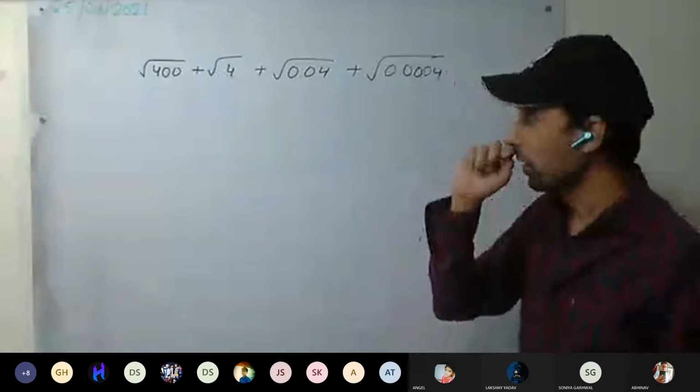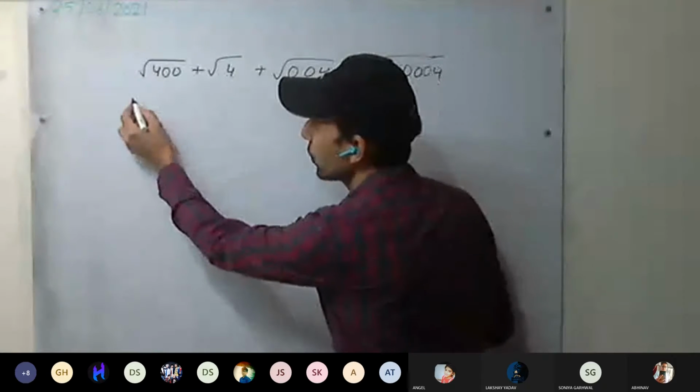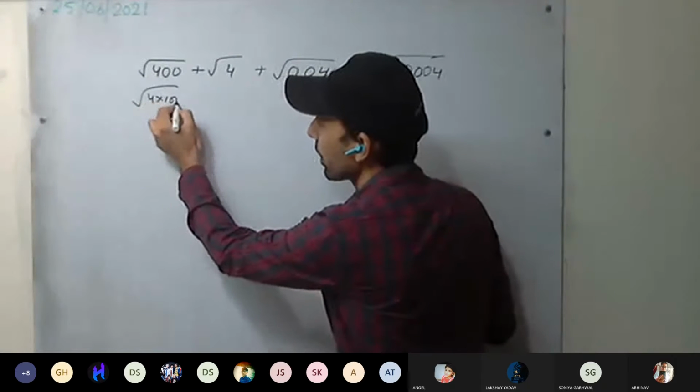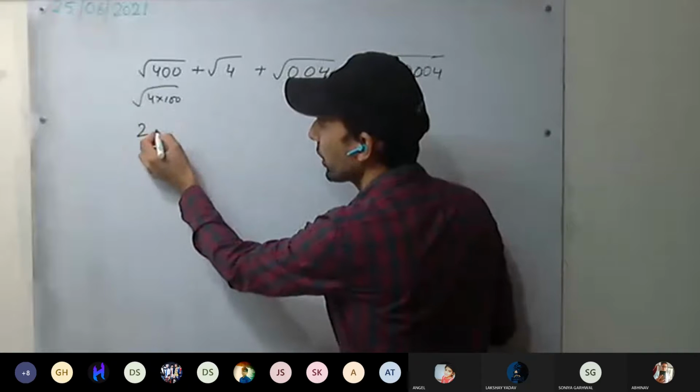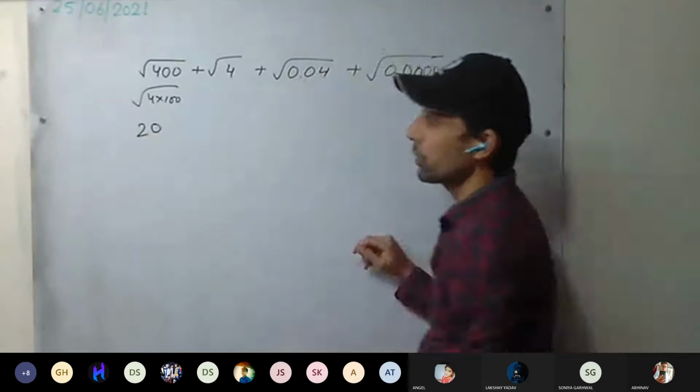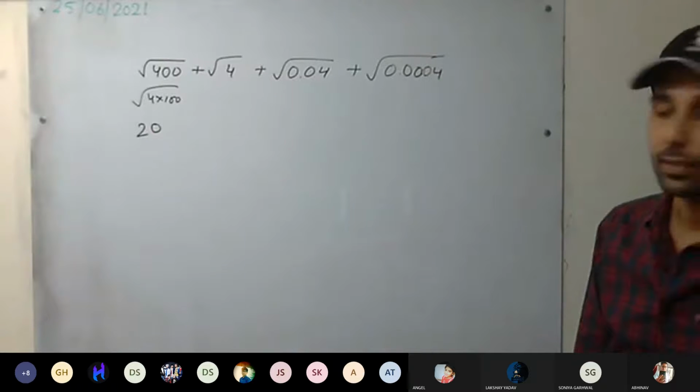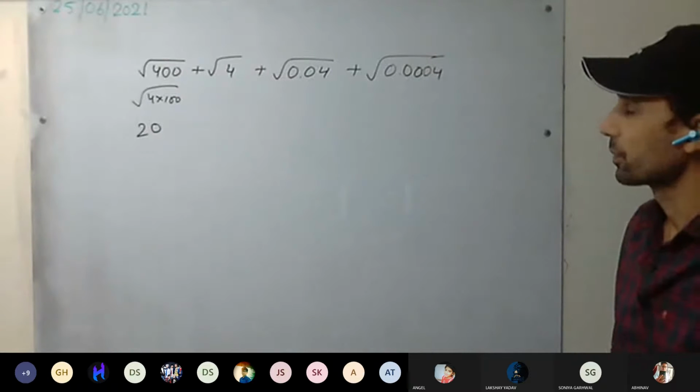Now, how to solve? What will be the root of 400? It is root of 4 into 100. The root of 4 is 2, and of 100 it is 10. You get the root of 400 as 20. Yes or no?